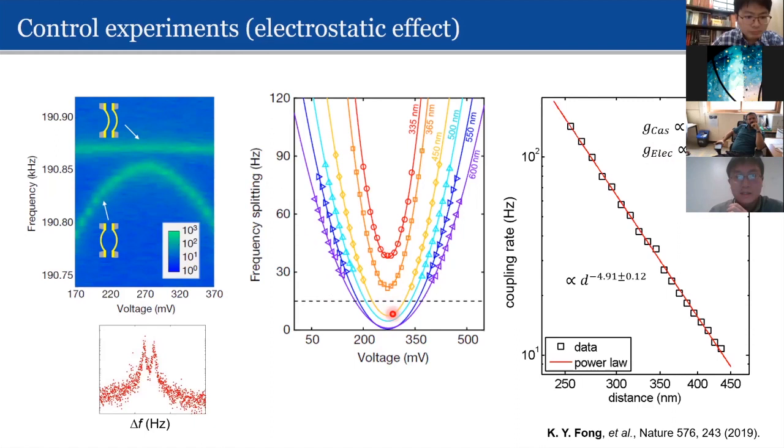This voltage will compensate them. And then at this point, the electrostatic effect should be minimized. And if we look at the frequency splitting at this particular moment, when the electrostatic is minimized, we plot this distance dependence. We can see this distance dependence is very close to D to the minus 5.